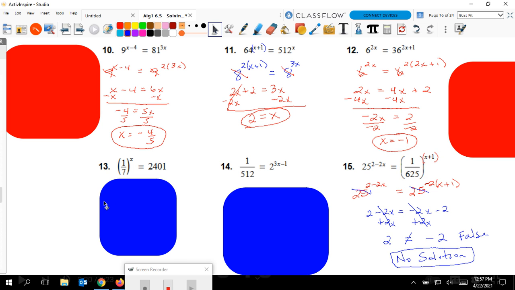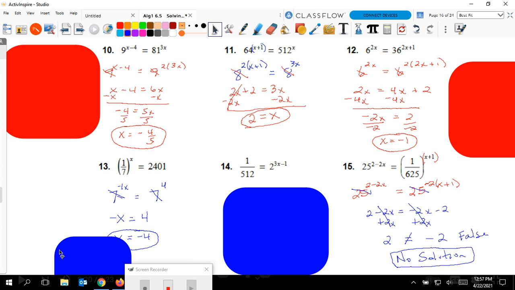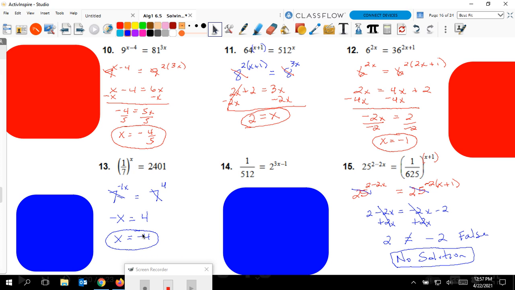So I'm going to change this to 7 to a -1 power, but then we've got to put the x next to that -1, and this becomes 7 to the fourth. And we can cross out the bases of 7, and now we have -1x, or just -x, is equal to 4. So it just means we change the sign of both sides. So positive x equals -4. So there's our answer for 13.